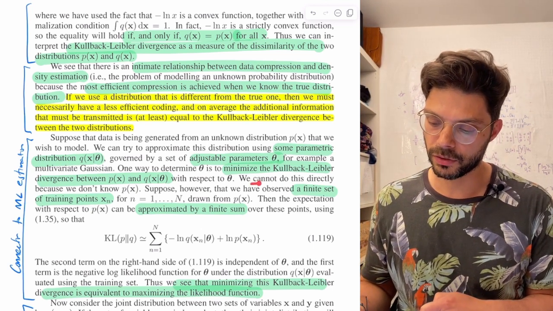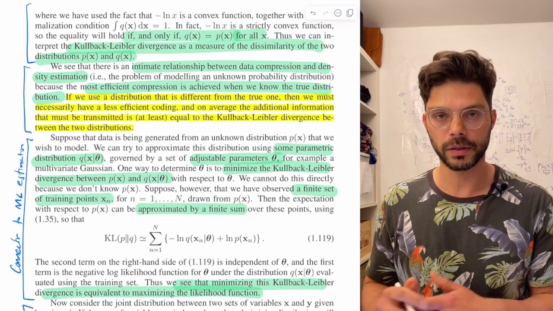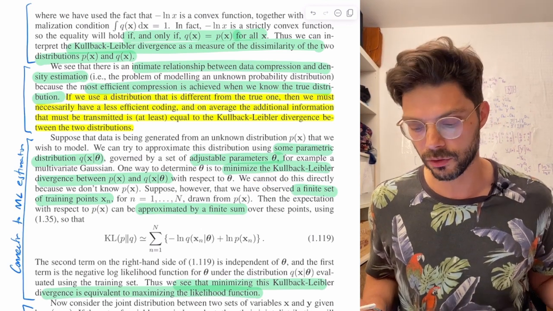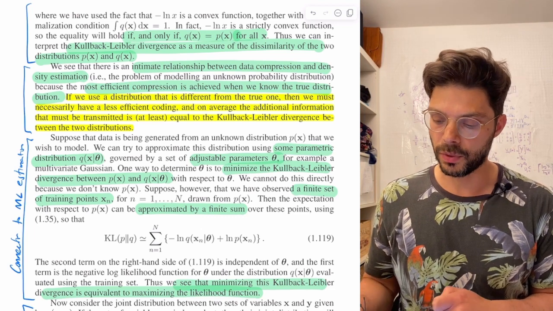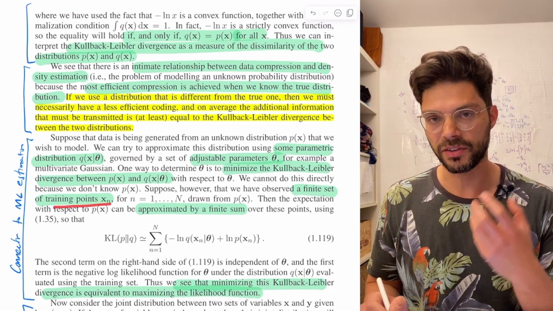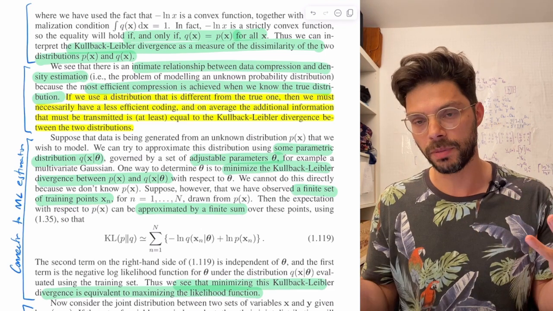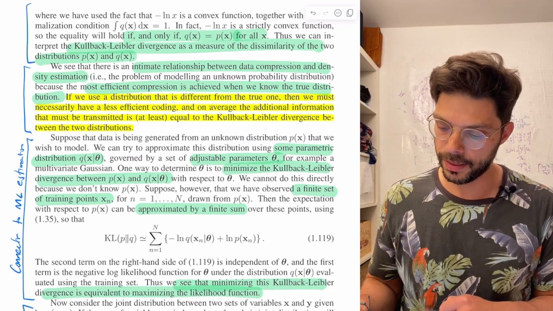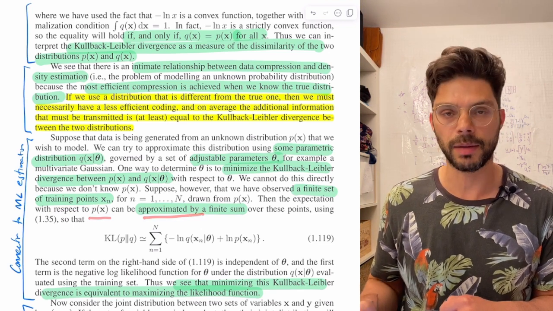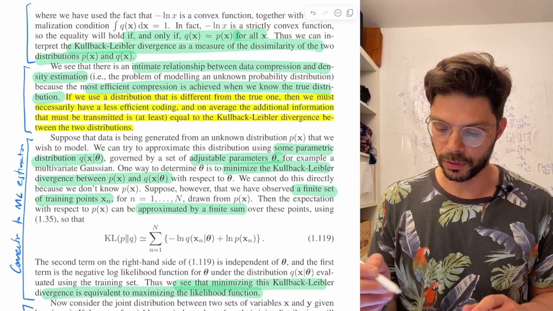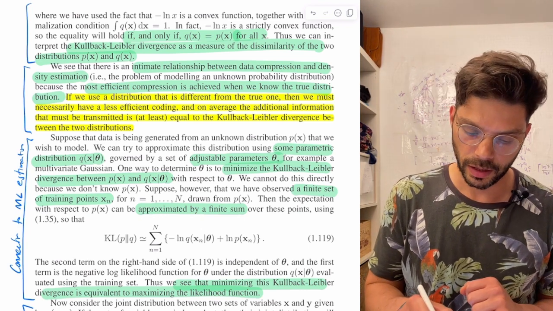Now we cannot do this directly because we don't know P of X, right? Imagine that would just be very difficult. However, suppose that we've observed a finite set of training points. Suppose we've actually got a bunch of pictures of actual faces. Then the expectation with respect to P of X can be approximated by a finite sum over these points using 1.35, so that we get this.